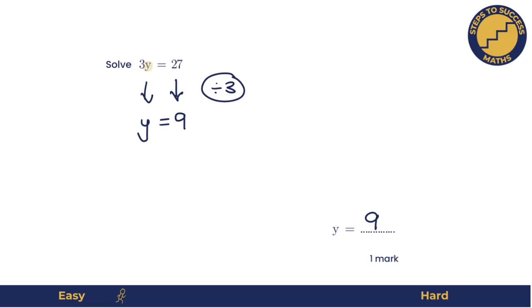In this question, the letter was y. It doesn't matter. It's still an unknown that we have to find.